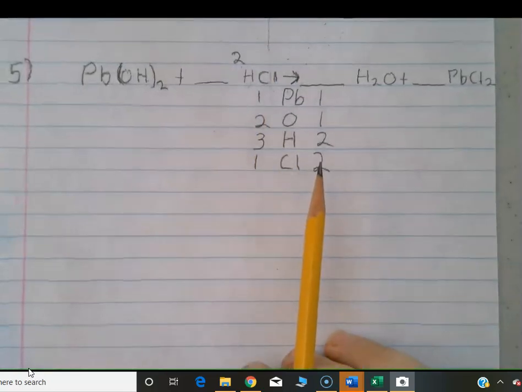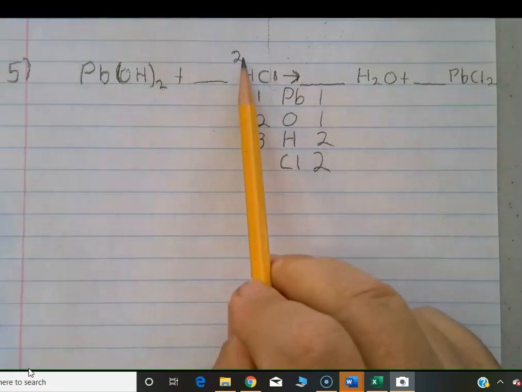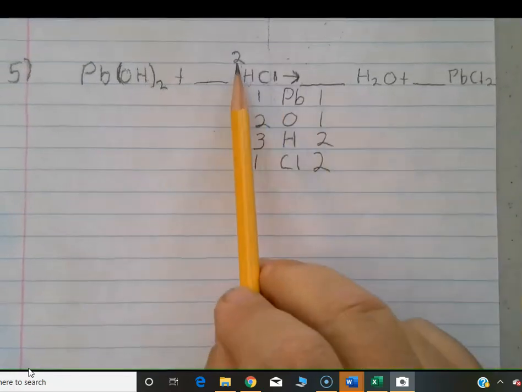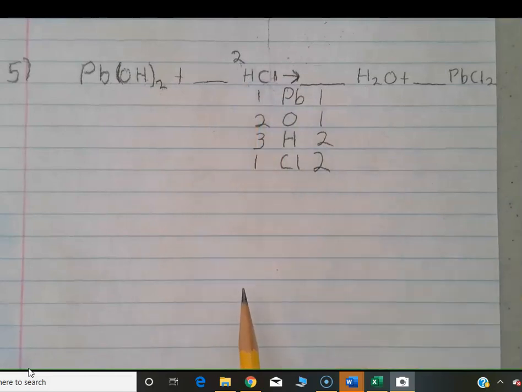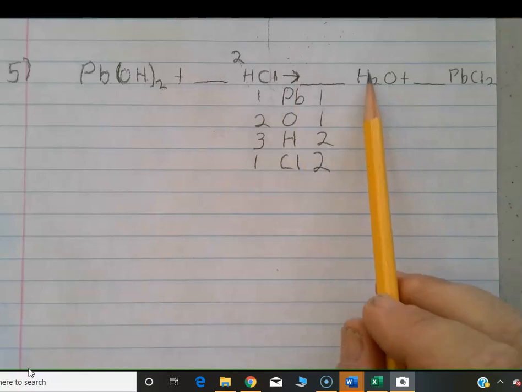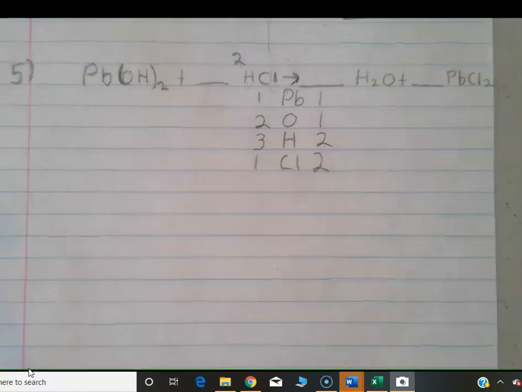So I have 2 HCl. That means I have 2 chlorines, but now I've doubled my number of hydrogens. All right, so my hydrogens are also in balance. So I've got hydrogen and chlorine in balance.